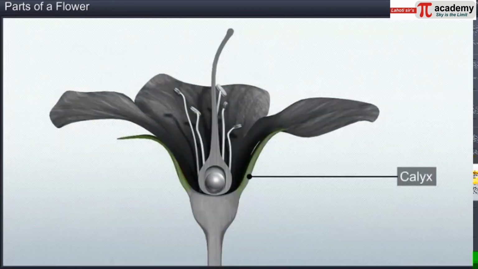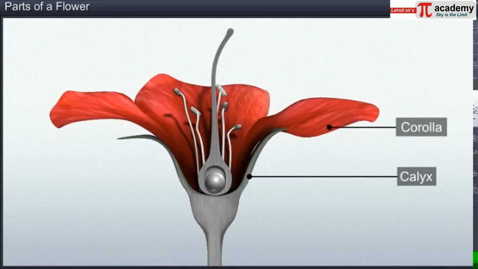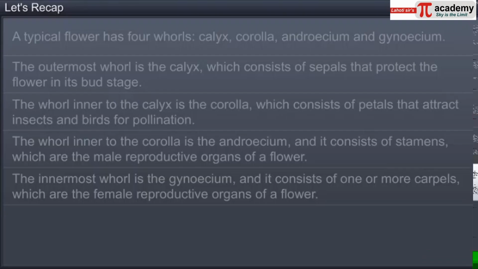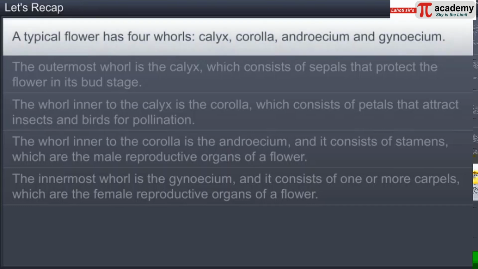The calyx, corolla, androecium, and gynoecium are the four whorls of a flower. The calyx and the corolla are the accessory whorls, while the androecium and the gynoecium are the reproductive organs. You have now reached the end of this module. In this module, you learnt that a typical flower has four whorls: calyx, corolla, androecium, and gynoecium.